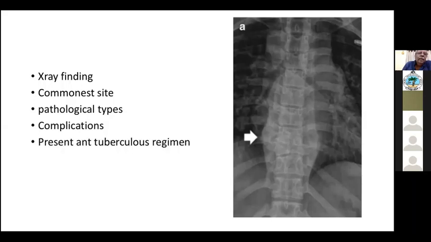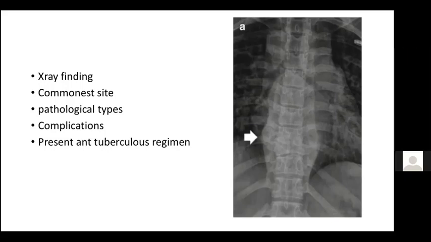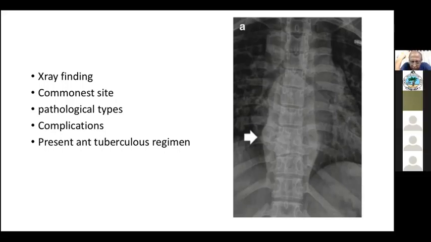Now, next is, once you diagnose tuberculosis, what current anti-tuberculous treatment will you give? The same anti-tuberculous regimen is given. Because it is a notifiable disease, you are supposed to follow the rules of the government of India. So you should know what the drugs are that are given and how they are given.